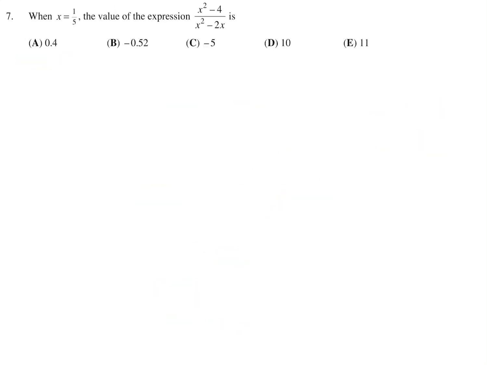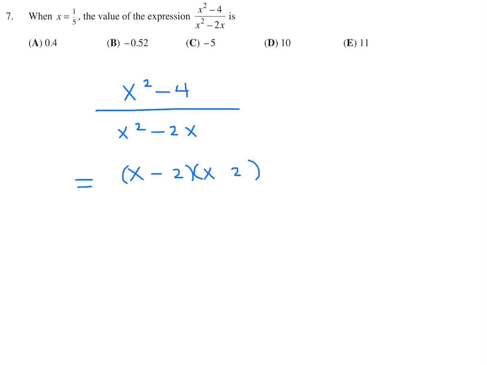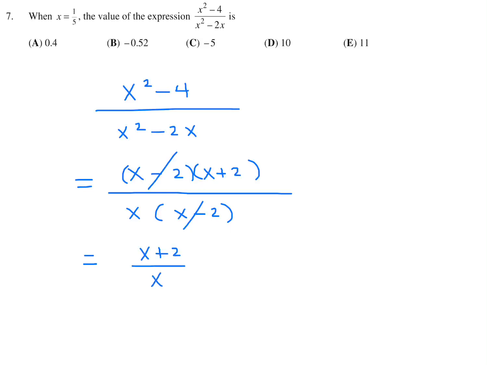If x equals 1 over 5, the value of this expression is. So before we plug it in, I have a hint that this is going to factor, and one of the factors will cancel. It just makes us have to do less math. So x plus 2 and x minus 2, I believe, like that. And then from the bottom, you can factor out an x and get x minus 2. So this allows us to cancel those two terms. And you're just left with x plus 2 over x. Right? Now we can plug in our x equals 1/5.